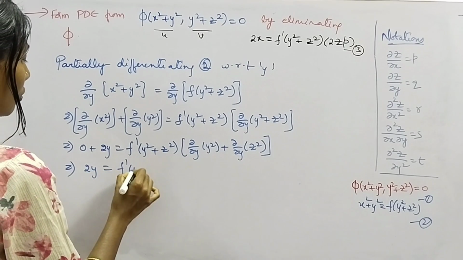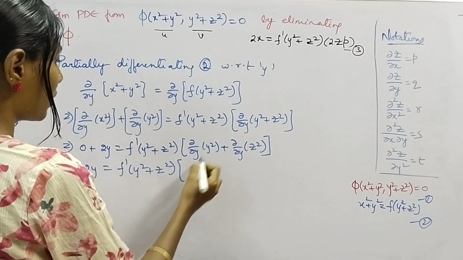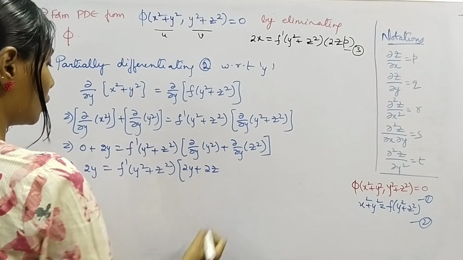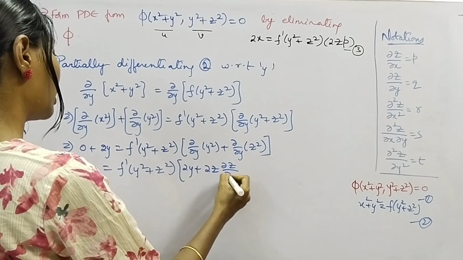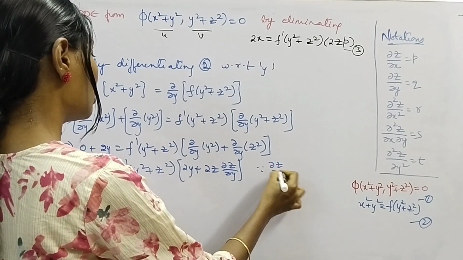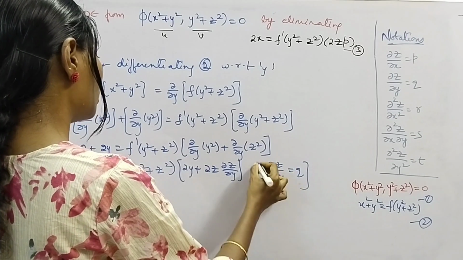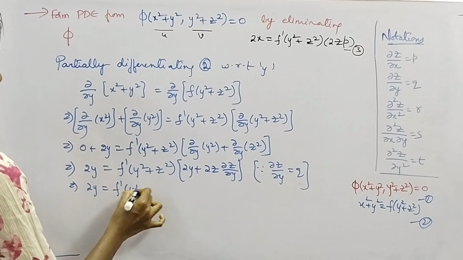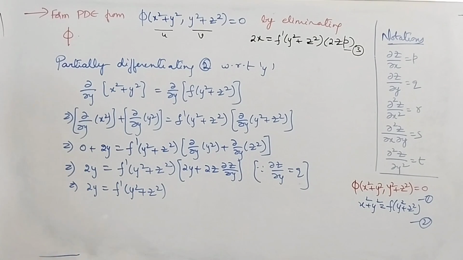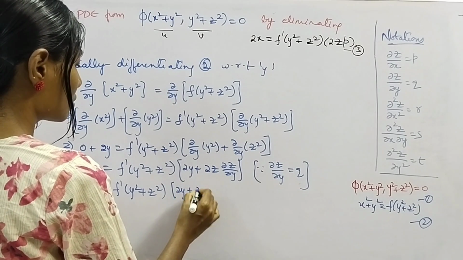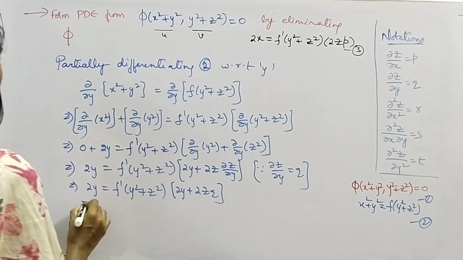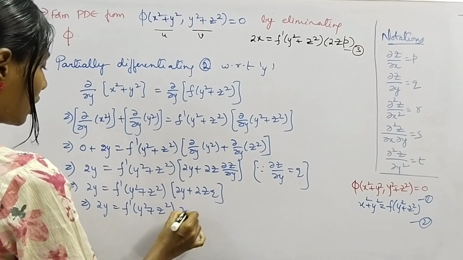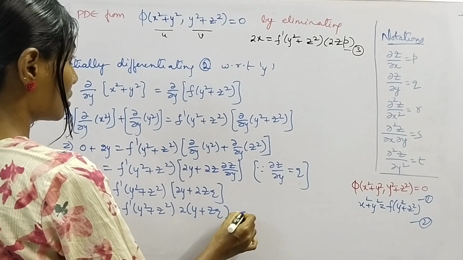2y equal to f dash of y square plus z square into partial derivative of y square with respect to y is 2y plus partial derivative of z square with respect to y is 2z into dou z by dou y. Since we have a notation dou z by dou y equal to q, we'll just replace it by the notation q. This gives us 2y equal to f dash of y square plus z square into 2y plus 2zq. Now you can take 2 common from these two terms, you'll get 2y equal to f dash of y square plus z square into 2 times y plus zq. Consider as equation number 4.